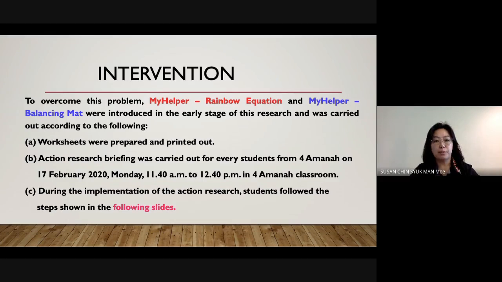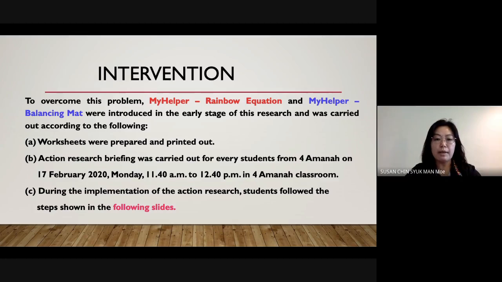The intervention. To overcome this problem, Myhelper-Rainbow equations, as you can see previously, is a set of tools consisting of different color bits and green soft wire to become the chemical bond. And secondly, we have the Myhelper-Balancing mat to overcome the problem whereby the bits were rolling here and there, reducing the interest of the students when carrying out the game.